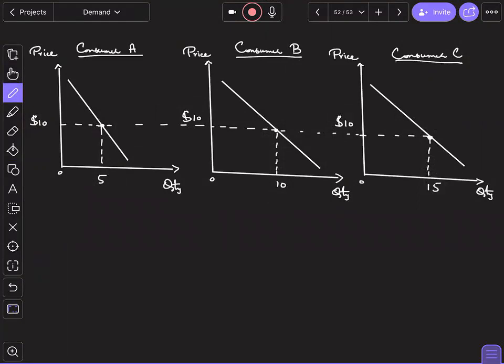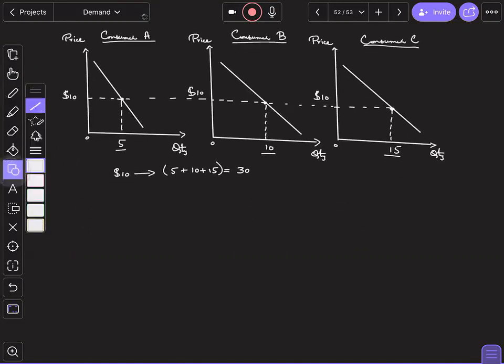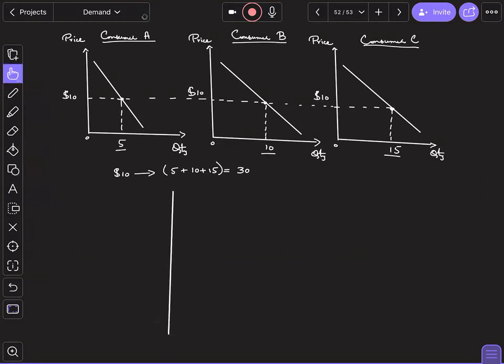So now in order to find the market quantity, you will perform the horizontal summation. So 5 plus 10 is 15 and 15 plus 15 is 30. So when the price is $10, the market quantity will be 5 plus 10 plus 15, which will equal 30. So if there are these three consumers in the market, the market quantity demanded will be 30 units, and you can draw the market demand curve, with the same price and quantity.